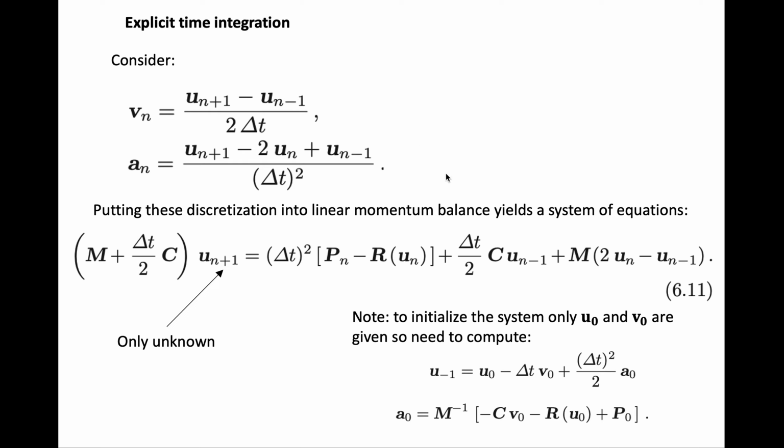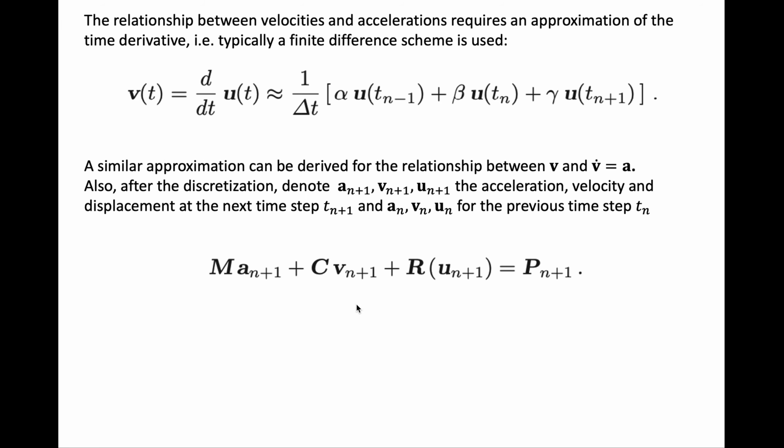So for the explicit time integration, consider this discretization where the velocity is a central difference scheme and the acceleration is also a central difference scheme, second order, with respect to displacements. If you plug this into the equation of the weak form, what you end up with is the equation of linear momentum balance, where the only unknown is the displacement un plus 1. So it looks a bit more complicated than before, because you are plugging in these two things into basically this equation.